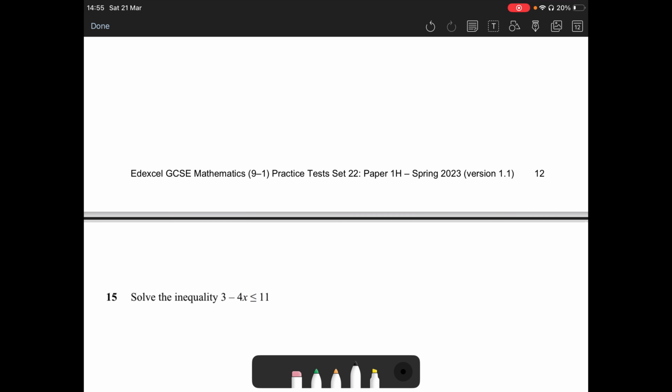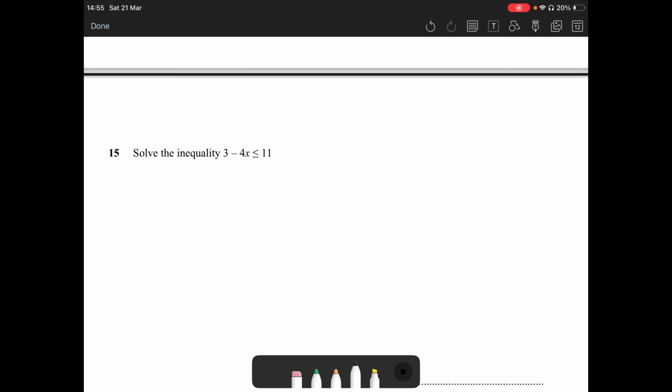See you later. Right, number 15. Solve the inequality. Solving inequalities is the same as solving equations. The only rule you're not allowed to break is keep the arrow facing the same way.